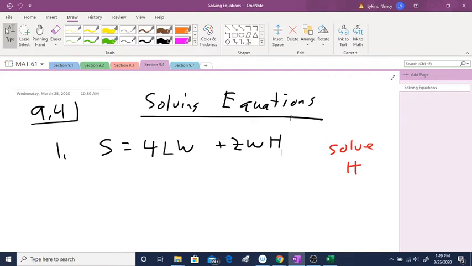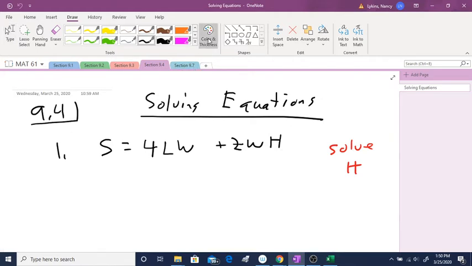So now this is going to be a little different than my previous videos, because now I'm going to throw in some numbers and a lot of variables, or a lot of letters. So now you're always going to be asked to solve for some letters. So this is what I've got on the right side. In this case, on number one, I've got S equals 4LW plus ZWH, and I want to solve for H.